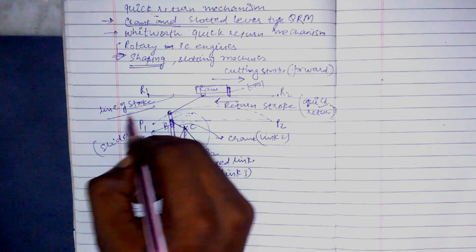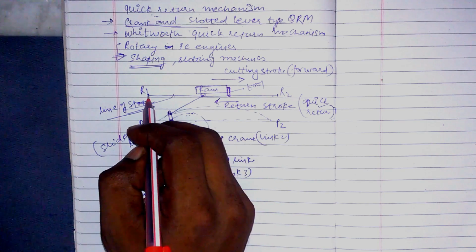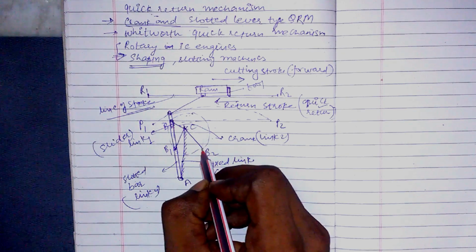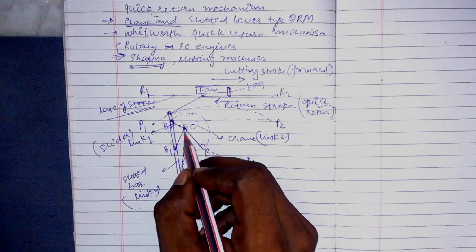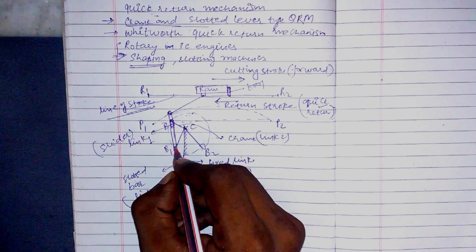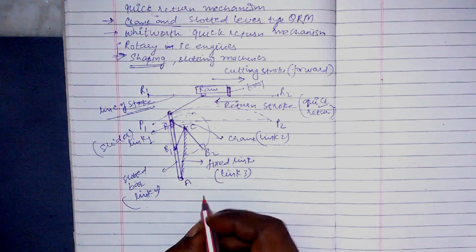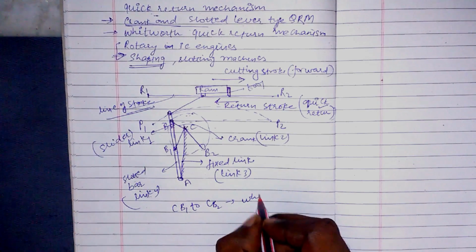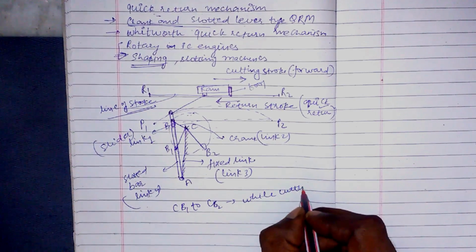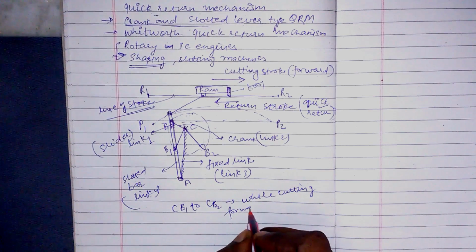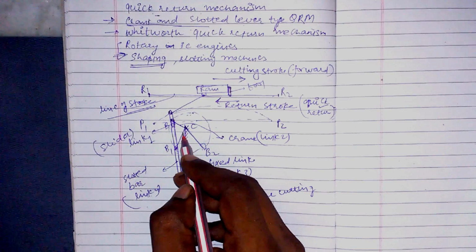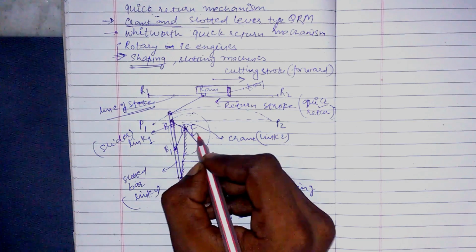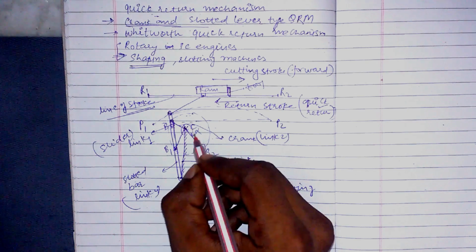In this video we will also calculate the length of the line of stroke, that is, what would be the length of R1 R2. Suppose when it moves from this position to this position, while it is cutting in the forward stroke, it moves from CB1 to CB2. So CB1 to CB2 while cutting in the forward stroke. In this time it cuts the workpiece. Let us say that it is angle alpha.